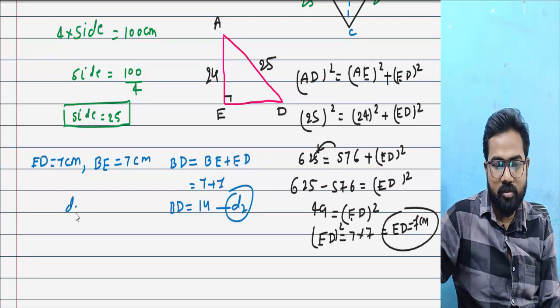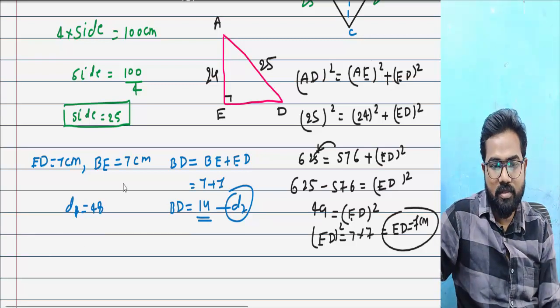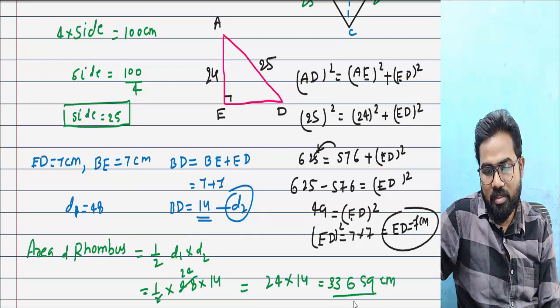Now we have the length of both the diagonals. D1 is given as 48, and D2 is 14. So what is the area of the rhombus? 336 square centimeter. This is the area of the rhombus.